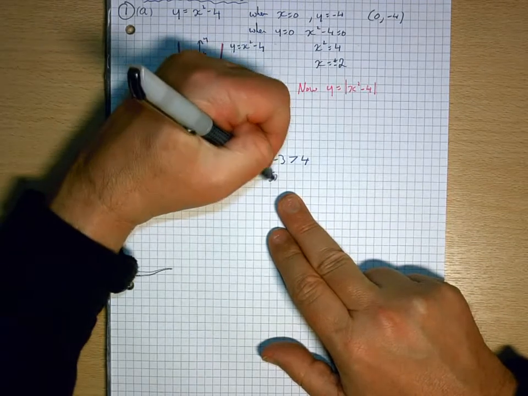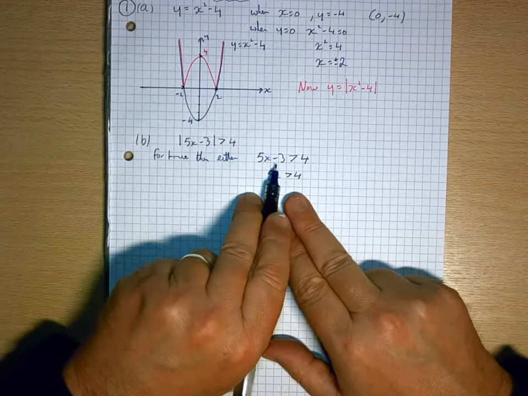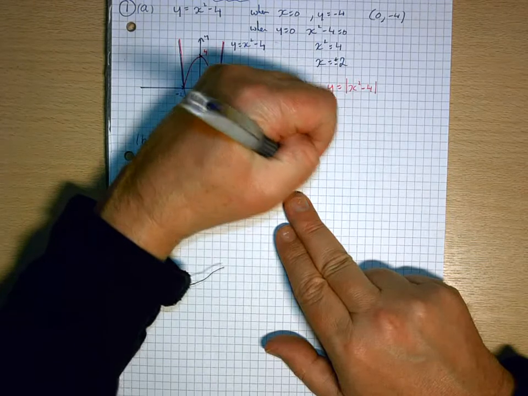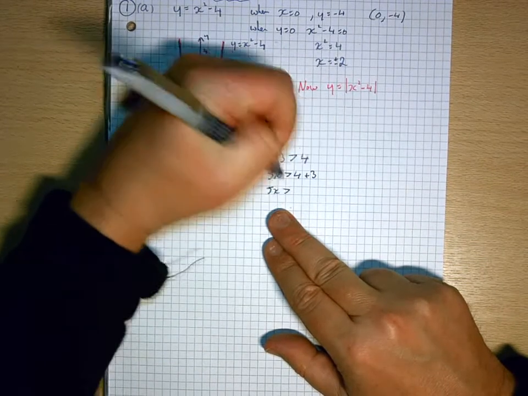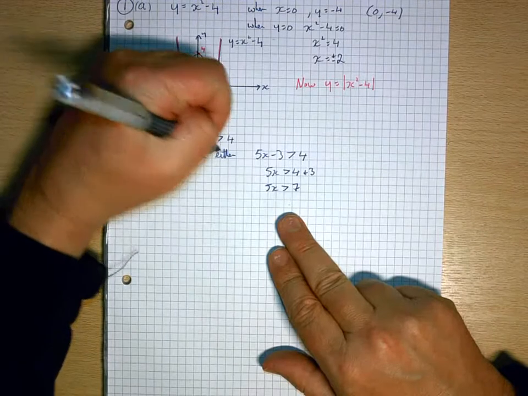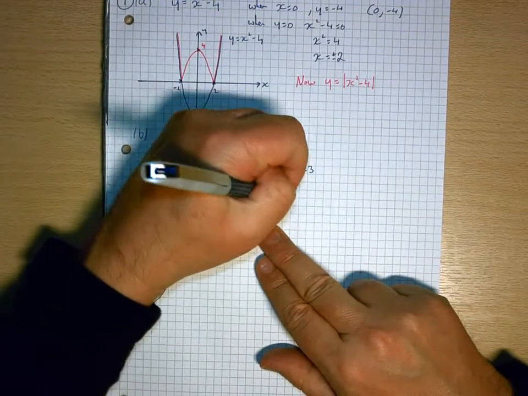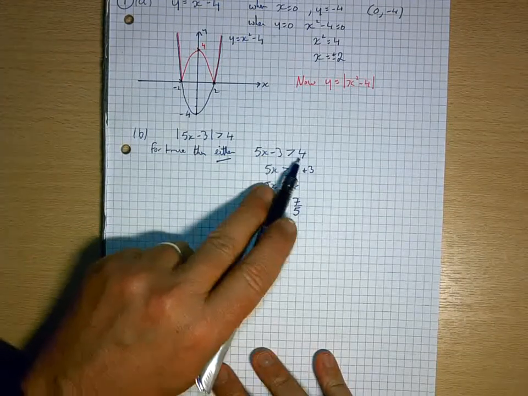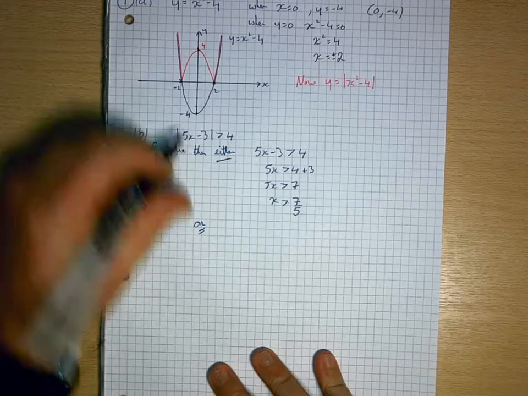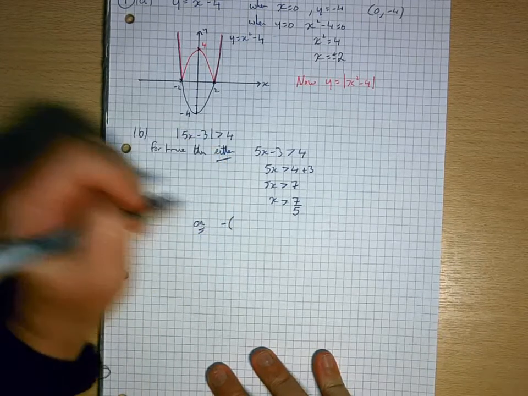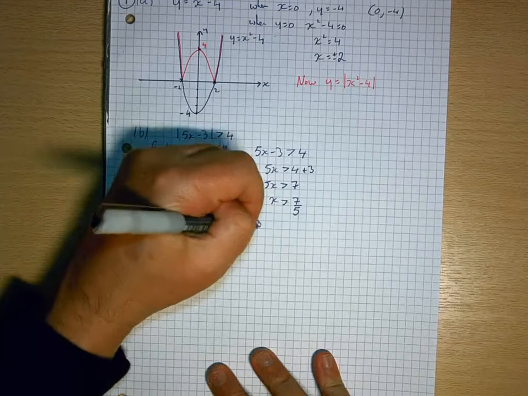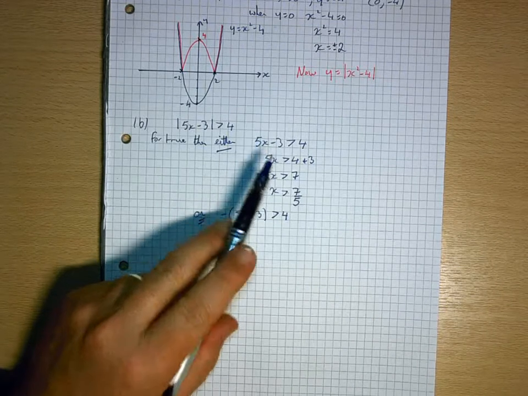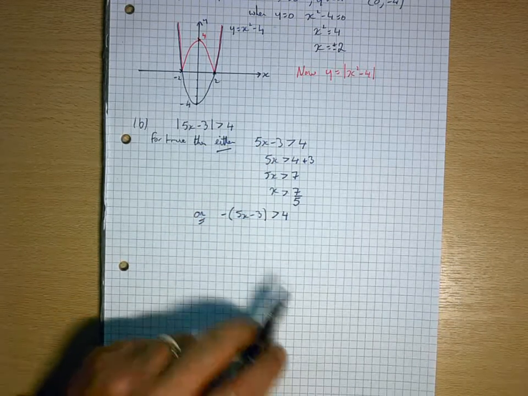So when you do that, to undo the negative 3, you're adding 3 to both sides, so that doesn't change the direction of the inequality. So 5x is greater than 7, so x must be greater than 7/5. So either the positive value of that must be greater than 4, or the negative value of that.